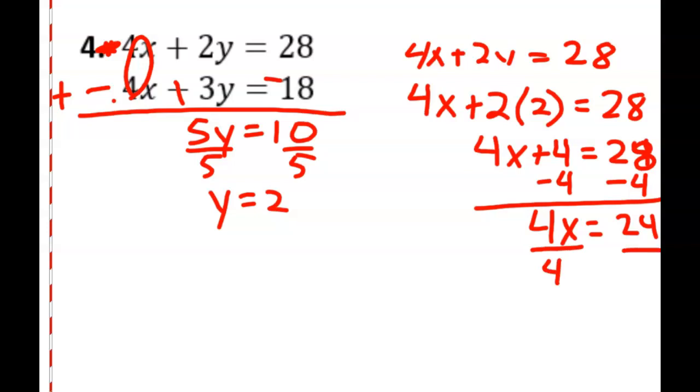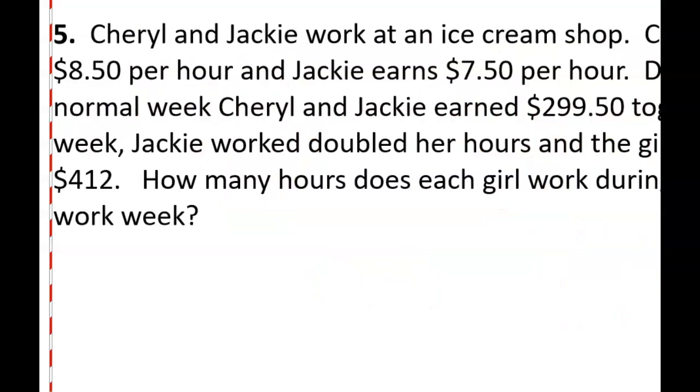Divide both sides by 4. X equals 6. So my answer is 6, comma 2. Fantastic. All right. Don't worry about that next example. We're not going to worry about that. So there's your notes.